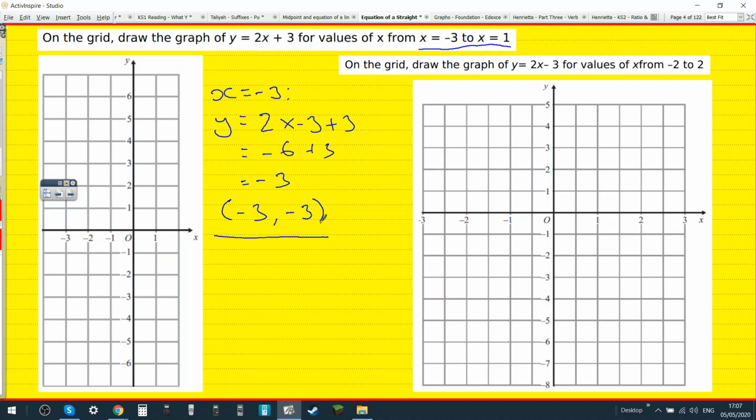For x equals 1, instead of 2 times x plus 3, it's 2 times 1 plus 3. So that would be 2 plus 3, which is 5. And so what coordinate is that? It's 5, 5. No, when x was what? 1. Oh, yes. 1, 5.